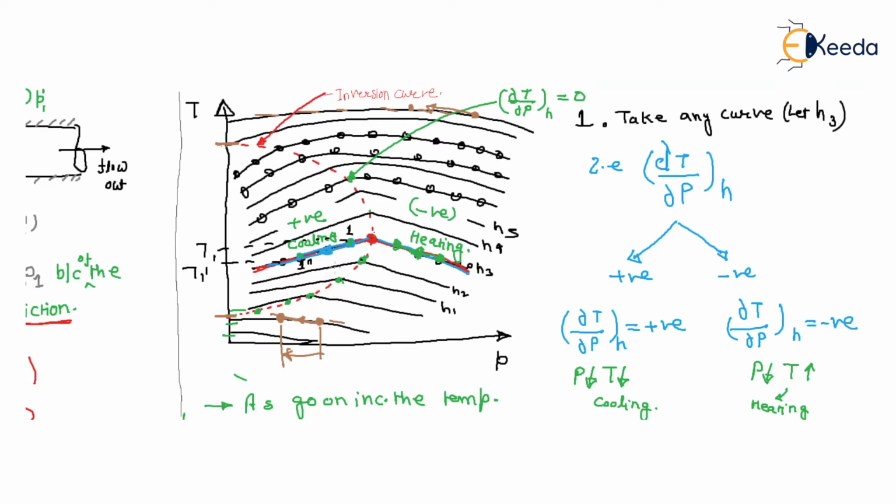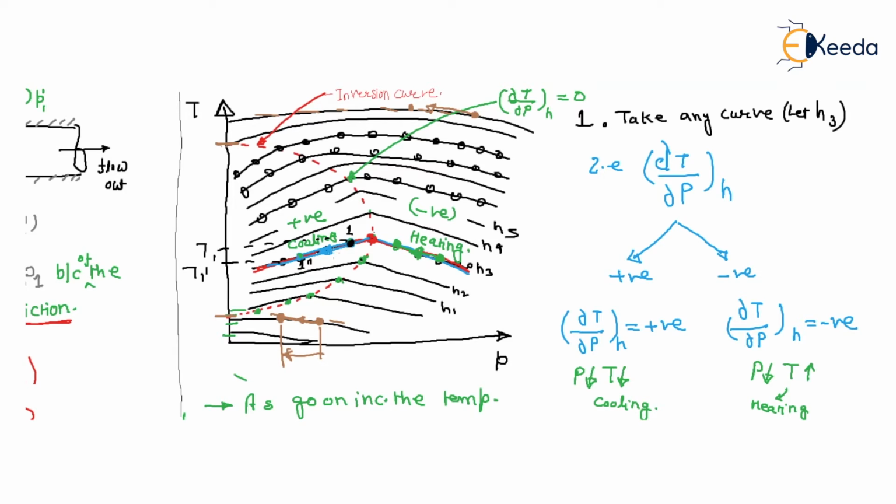If a point is in the positive slope and we start throttling, if our point 1 is in a positive slope and we start throttling, it always gives a cooling effect.